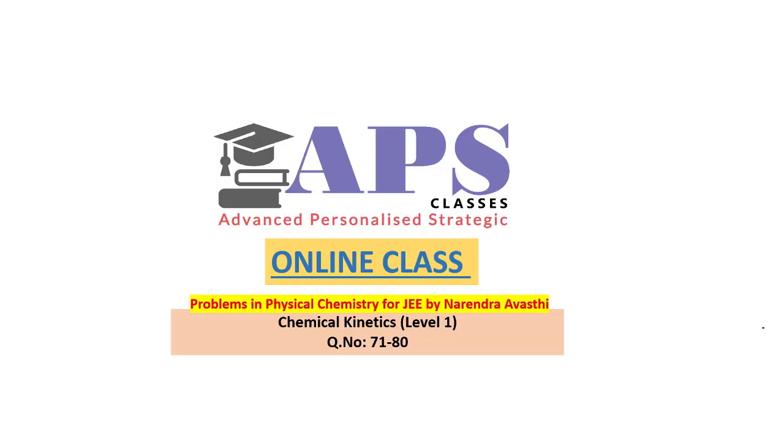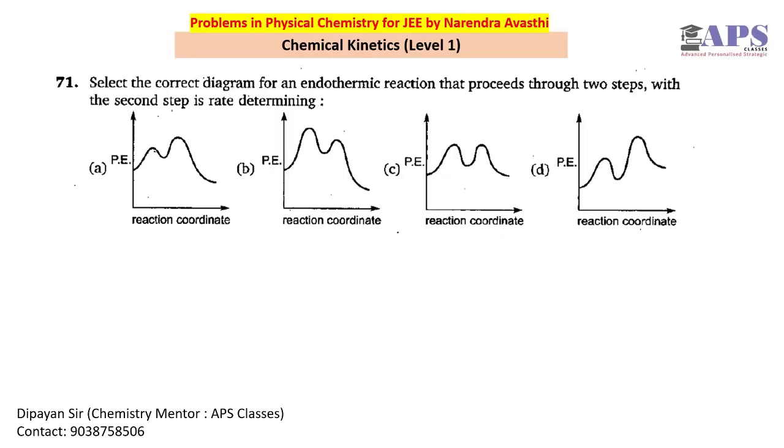Welcome students. In this video, we are going to discuss question number 71 to 80 of Chemical Kinetics Level 1 of Problems in Physical Chemistry for JEE by Narendra Avasthi book. In question number 71, we have to find the endothermic reaction.